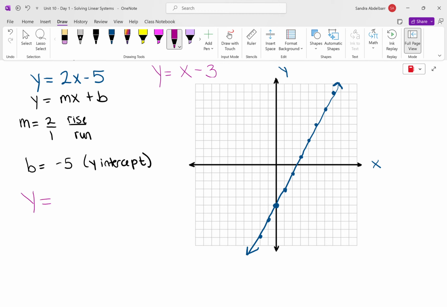Now we're going to graph the next line. The next line is y equals x minus 3. Do we all agree there is that 1 in front of that x? So my slope is 1 over 1 and my y-intercept is negative 3.